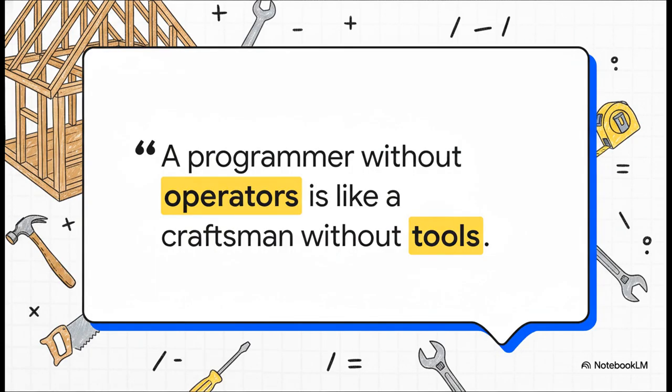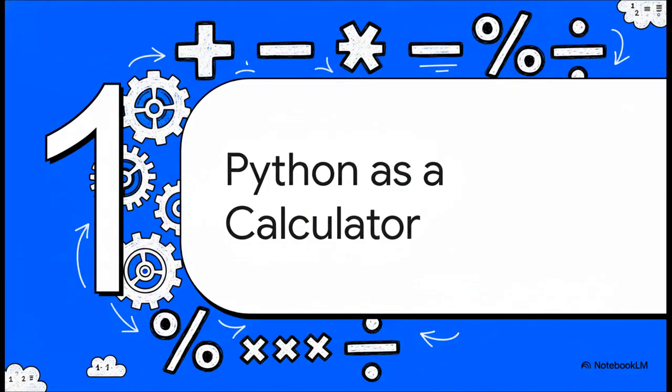And this is why they're just so critical. Trying to write code without operators, it's like trying to be a carpenter without any tools. I mean, you could have all the lumber in the world, but you've got no way to cut it or join it or shape it into anything useful. So let's start with the most familiar tools in the box, shall we?